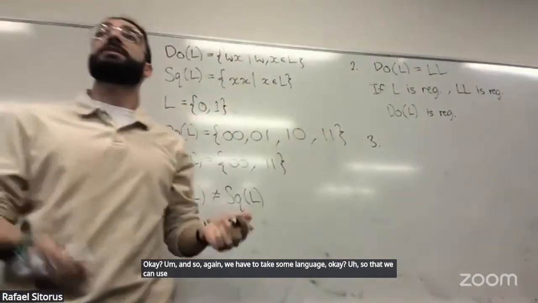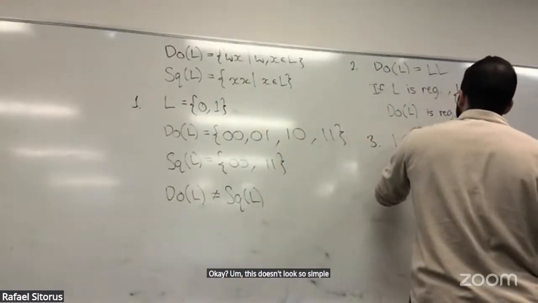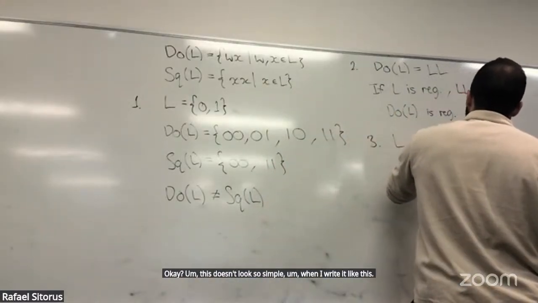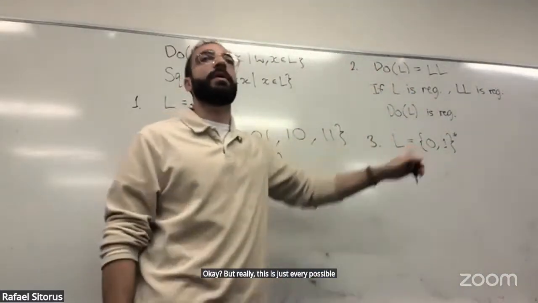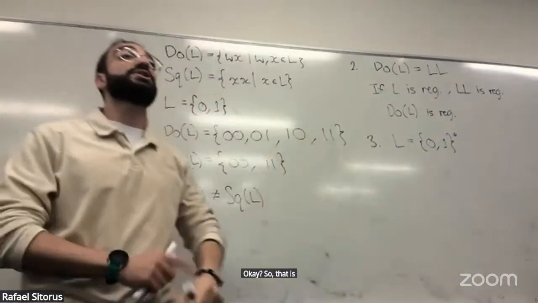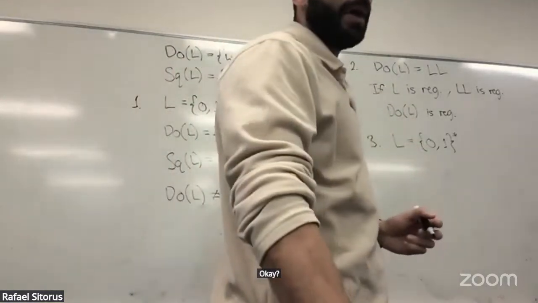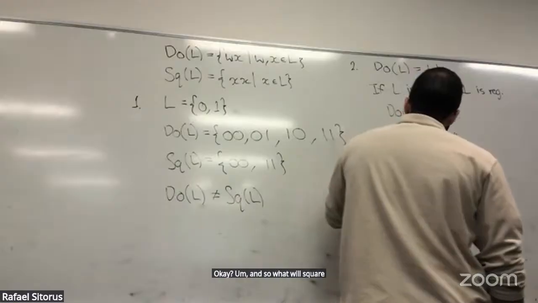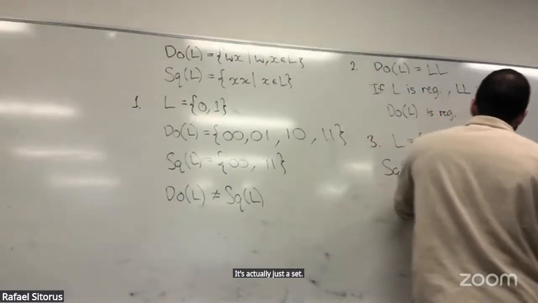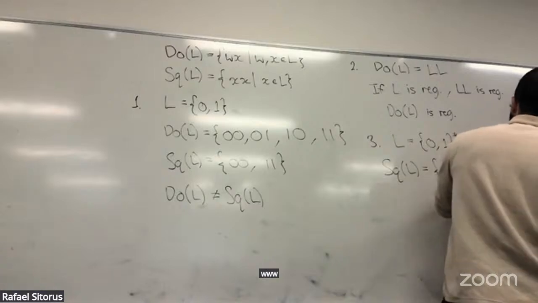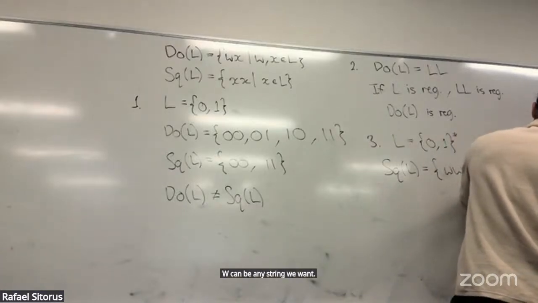And so again, we have to take some language so that we can use square of L, and we want to keep it simple. This doesn't look so simple when I write it like this, but really, this is just every possible string. So that is kind of simple because it's the universe, and the universe can be easy to think about at times. And so what will square of L be? It's actually just the set WW, where W is in this. W can be any string we want.